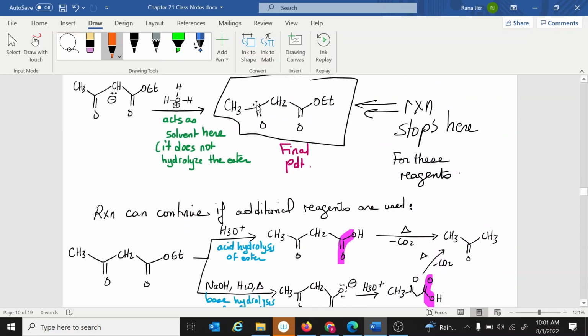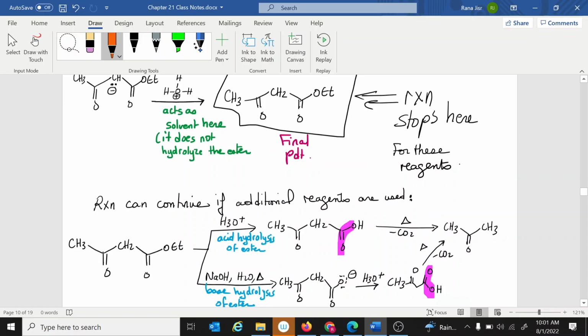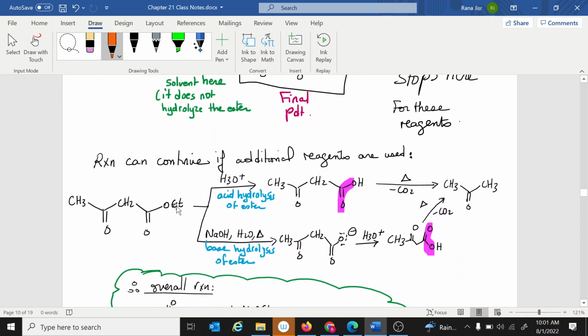So let's say, for example, I take this final product and add an additional H3O+. This is ester hydrolysis in acidic medium now. That is going to hydrolyze just the ester part, and the ester part is going to be turned into a carboxylic acid. I can do heat and lose carbon dioxide here because I have the condition of 2 carbonyls separated by 1 carbon, and one of the carbonyls is the carboxylic acid. Then you're going to get your product.